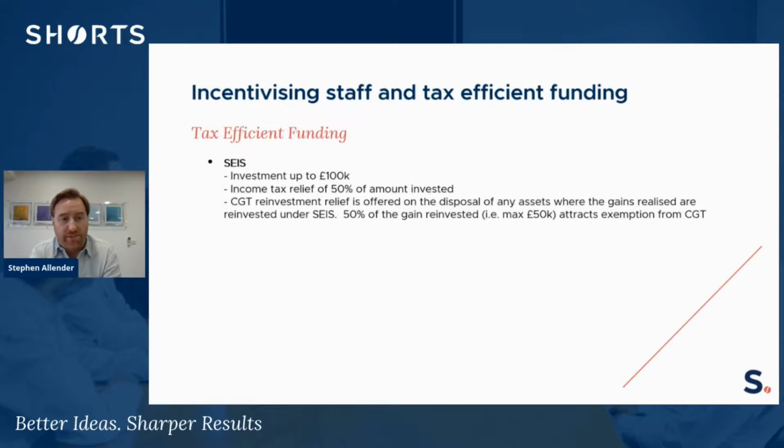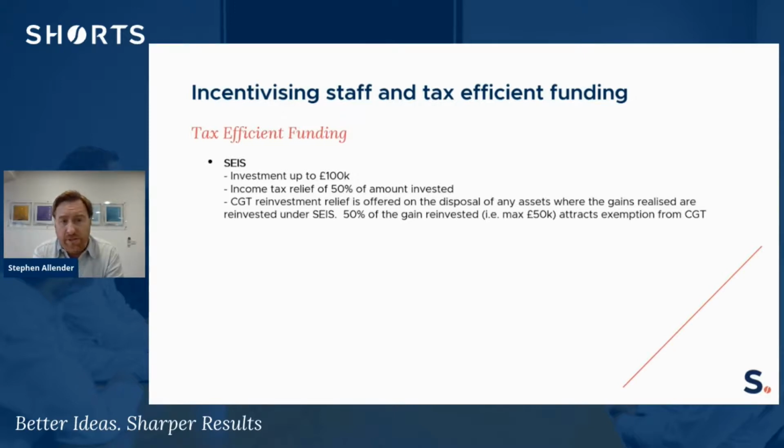And finally, there's SEIS, which is a Seed Enterprise Investment Scheme. The limits are not as high, but the reliefs available are a lot higher and a bit more generous than an EIS and a VCT. So the investment on this one is limited to £100,000. But the income tax relief, rather than 30% on the others, is actually increased to 50%.